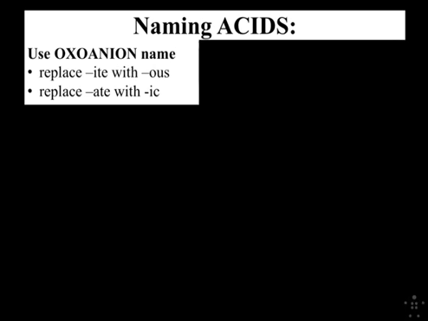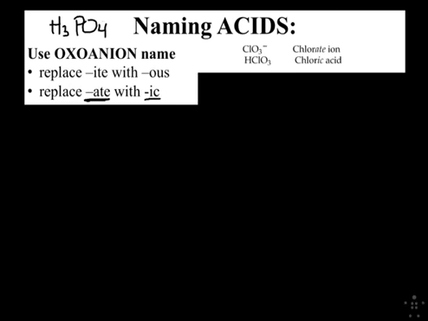So if you have an oxoanion, so we've got something like PO4 3-, you're going to take its name, the phosphate ion. If it ends with ATE, so phosphate, we're going to replace that with IC. So it's going to be phosphoric acid, H3PO4. For another example, if we have HClO3, well, the ion involved in that is the chlorate ion, so you've got to know those oxoanions first, so that becomes chloric acid.